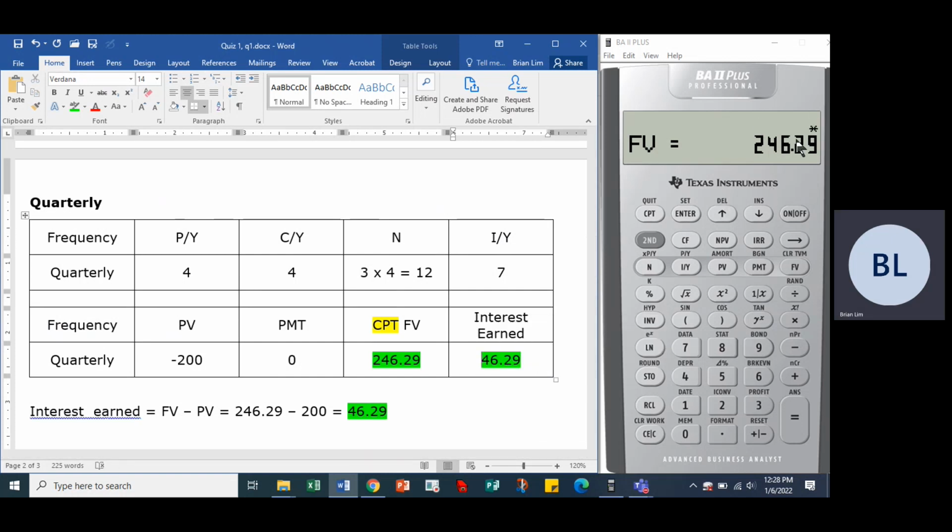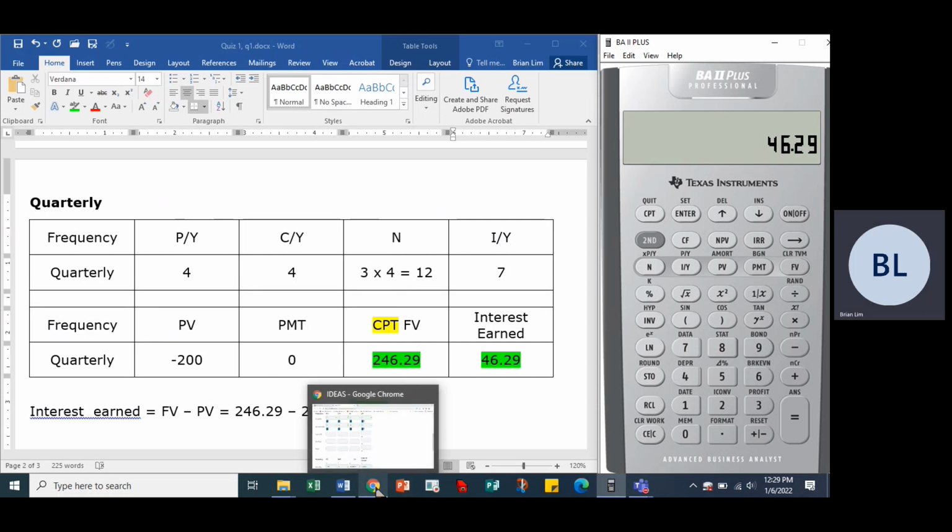So there goes the future value, 246.29, and we can subtract the present value. If we subtract and we recall the present value, I told you before, we must make it positive because we are subtracting, and we press equal, and the answer is 46.29.